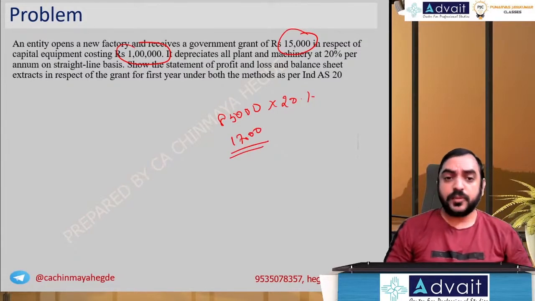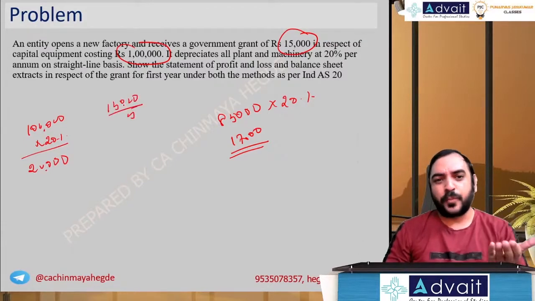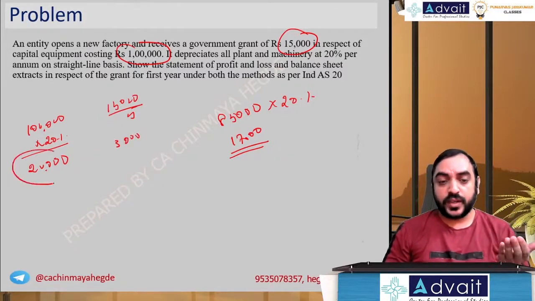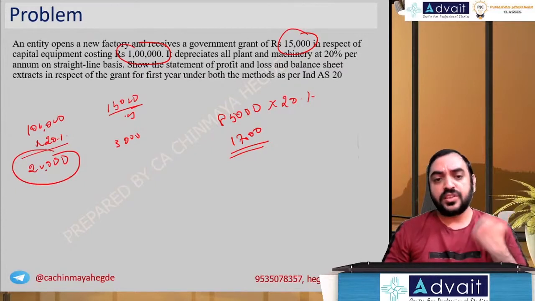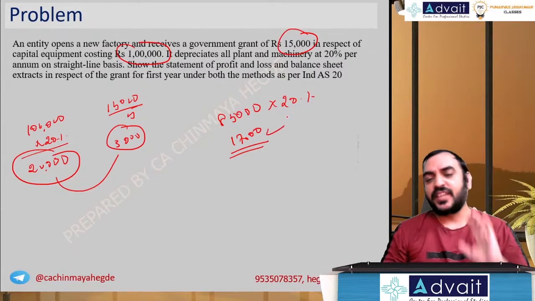Depreciation. Another method, 1 lakh, 20%. That means 20,000 you take as depreciation. 15,000 also over a period of 5 years, same proportion, straight line method, easy. Or 20% also you can take. You get 3,000 as income. So 20,000 you take to depreciation, 3,000 as deferred income amortization, effectively same impact 17,000.